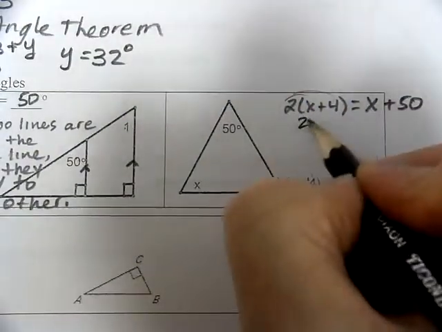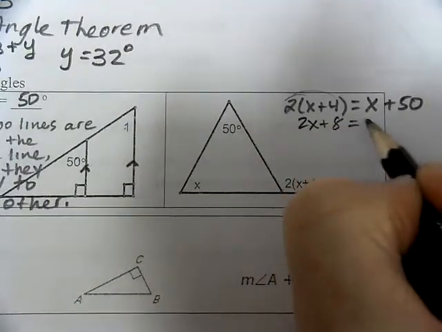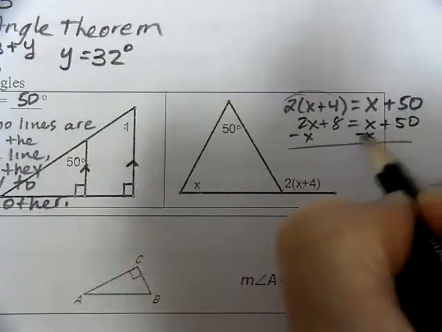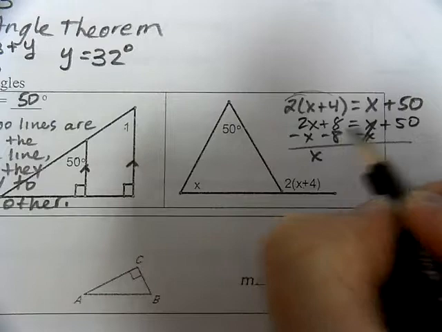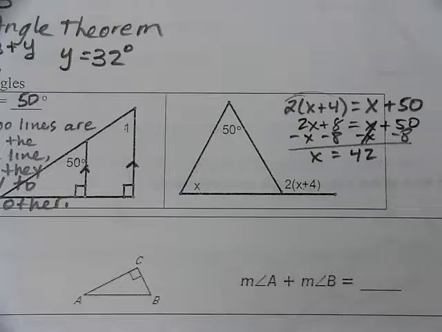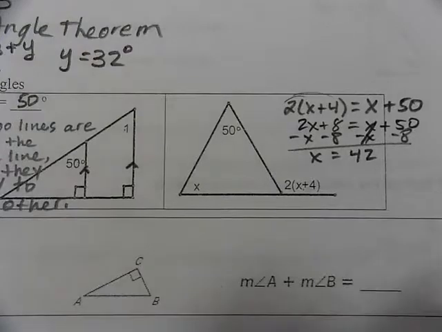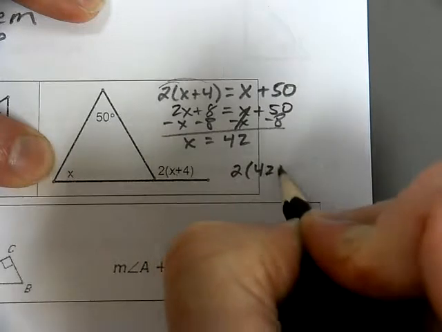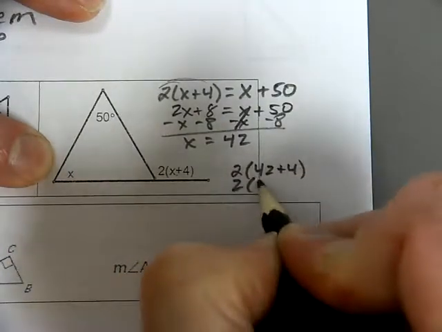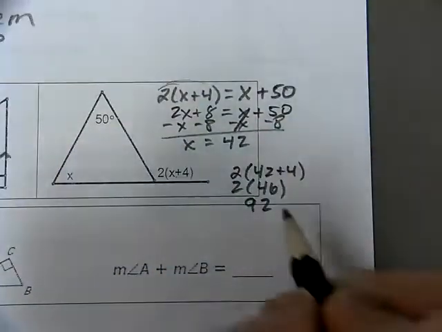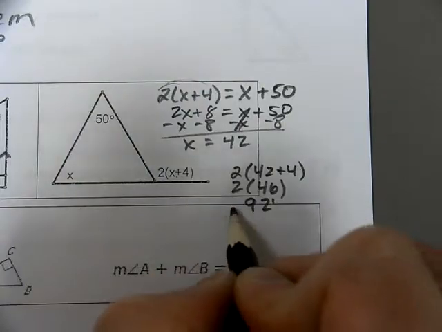So we distribute, subtract the x across, subtract the 8 across, and x is going to be 42. We're going to figure out the value of the exterior angle. Then 2 times 42 plus 4, 2 times 46 equals 92. 92 degrees is our exterior angle.